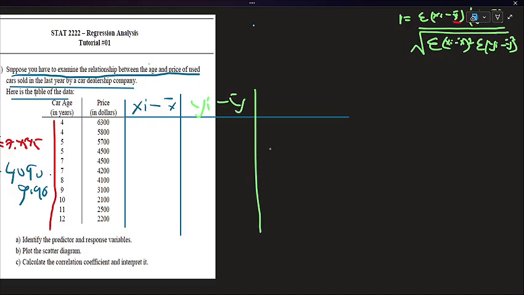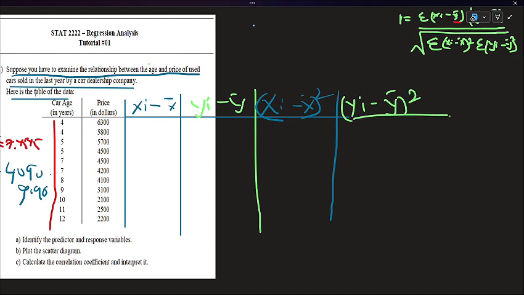Then in another column you write xi minus x bar squared. Then another one you can write yi minus y bar squared. Now, the x bar value we already know. What's the answer? 7.4545, right?